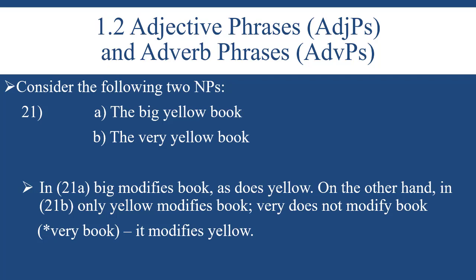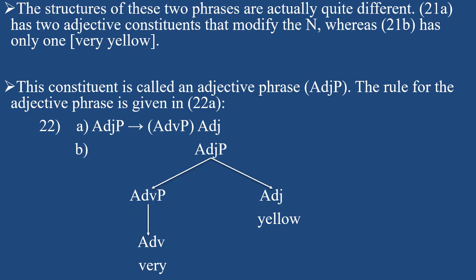The yellow book, yes. The very book, no. So very does not modify book in B. The very book doesn't exist. It modifies yellow. You see the difference? So in A, big and yellow, both of them modify book. In B, only yellow modifies book and very modifies yellow.